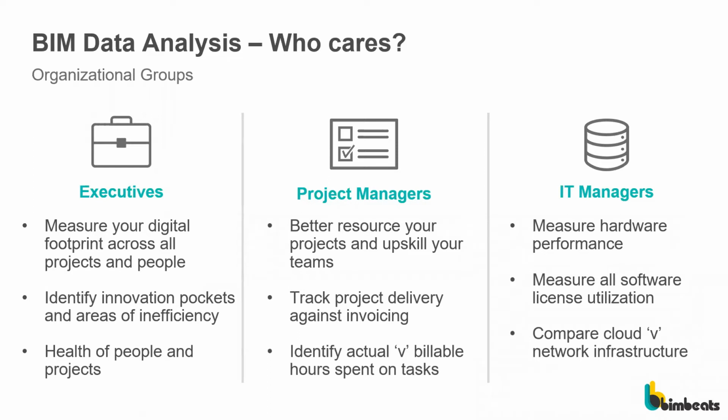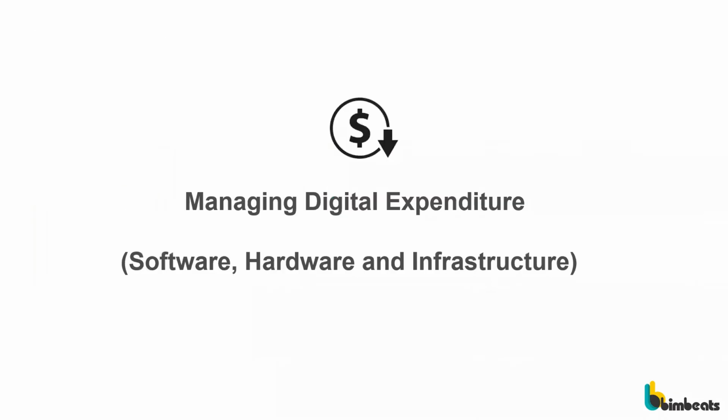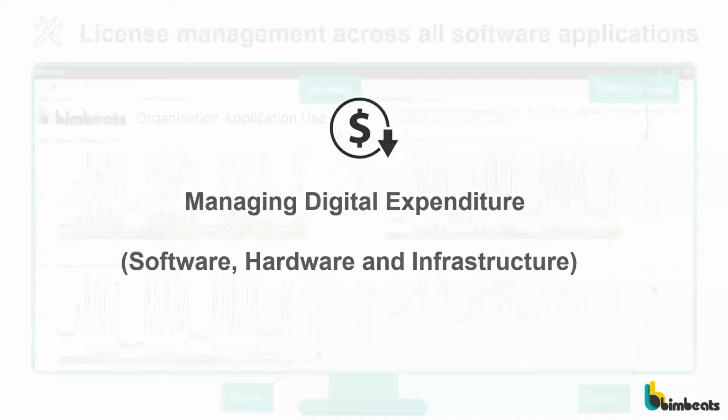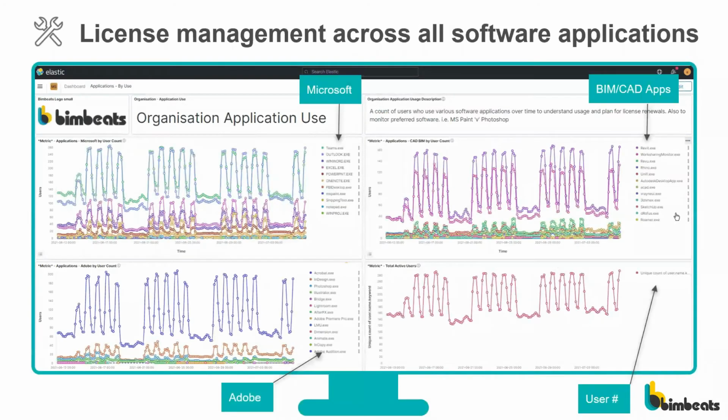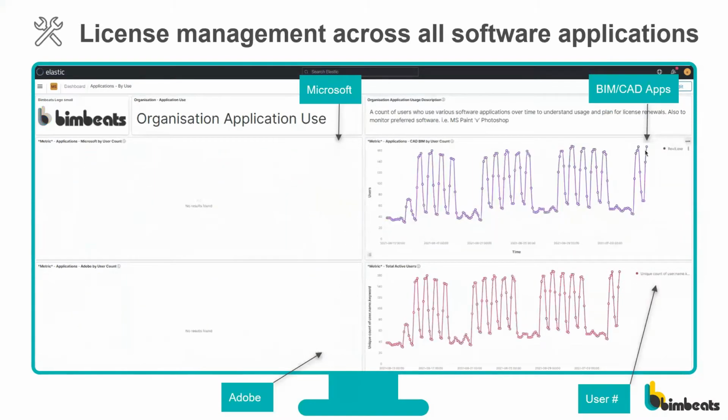And then from the IT side of things, like I kind of already mentioned, the performance of the hardware, is it performing as expected? Is the software being utilized as expected? And comparing the cloud and network infrastructure, which we'll go into in a bit of detail. So if we break that down and look at some of these examples, this is a dashboard that we provide, and this is all out of the box, around understanding application use across your entire organization.